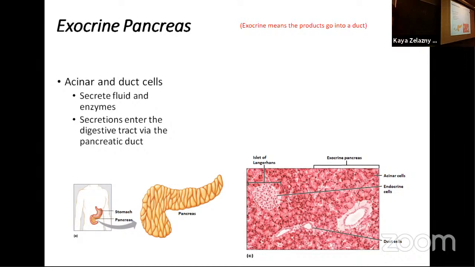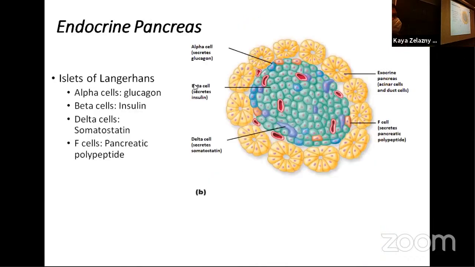So the exocrine pancreas, which we can see kind of everywhere, right? There's more of this exocrine pancreas, all these cells. They're secreting fluid and enzymes that go into the digestive tract. So they're going to go through our pancreatic duct, they're going to dump out in our intestines, and they're going to help us to break down food. But what we're mainly thinking about now, actually, is the endocrine pancreas.